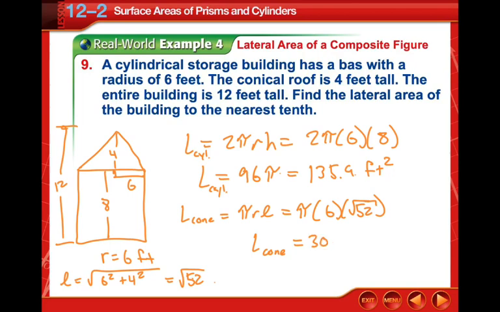is 30. Oh, wait, hold on. I wrote the wrong answers down. This is the 301.6. This one is 135.9. And the total adds them all up, and that is 437.5 square feet.